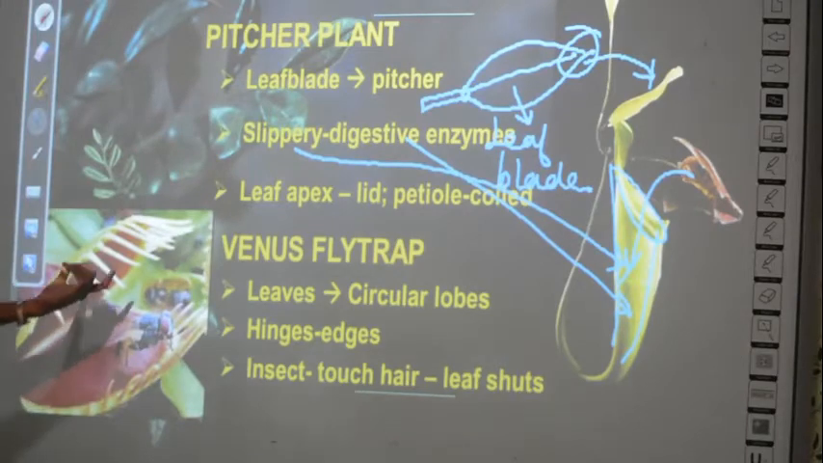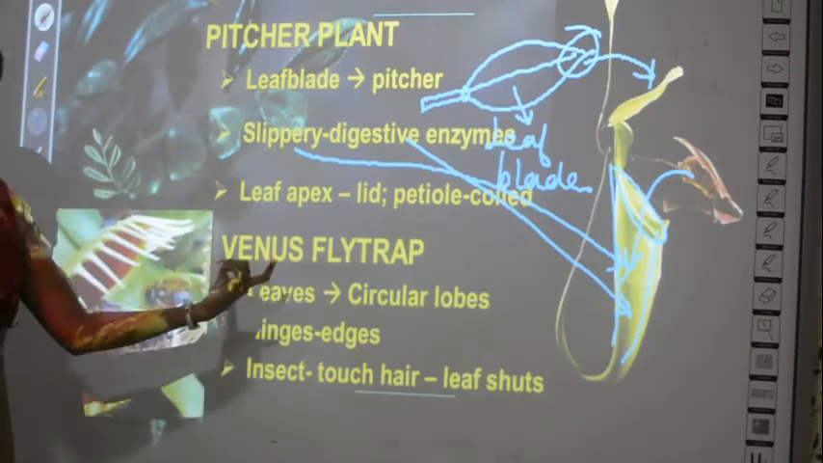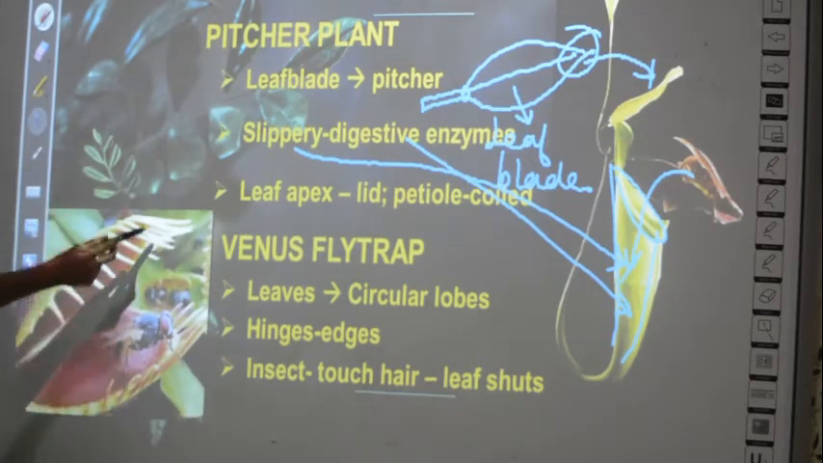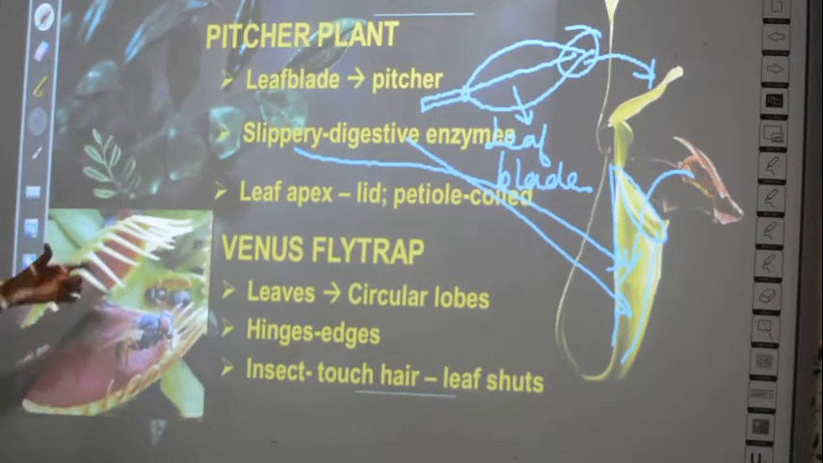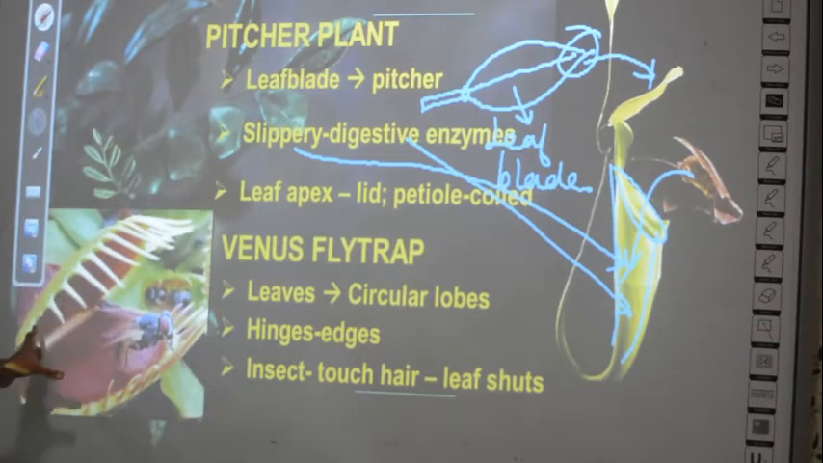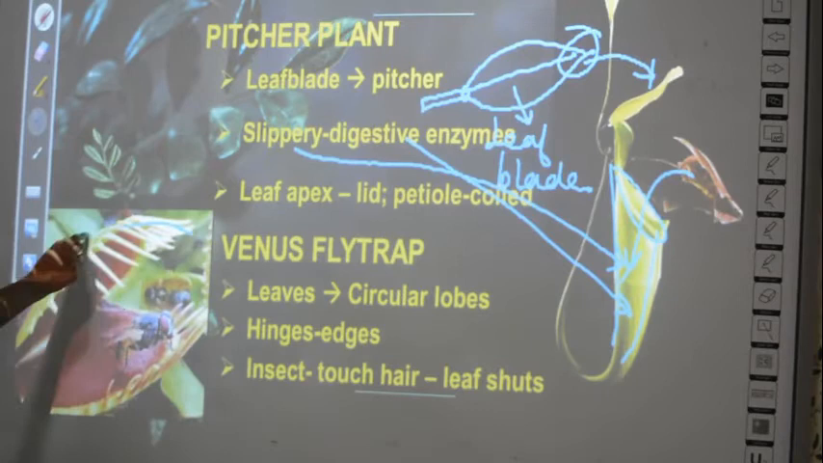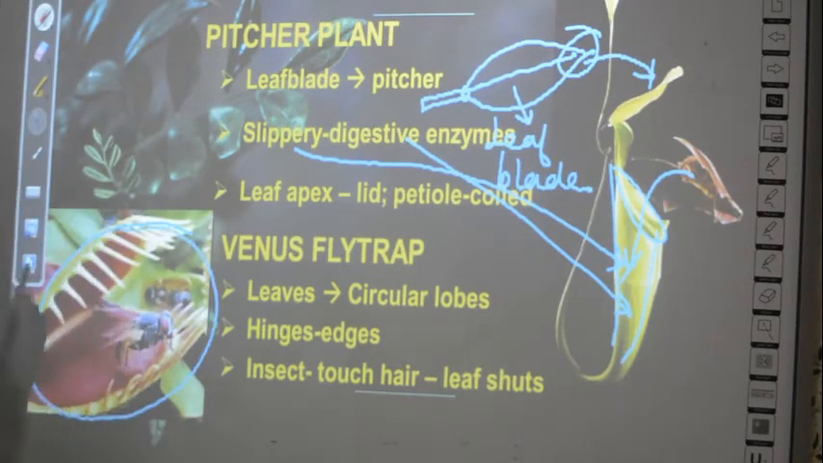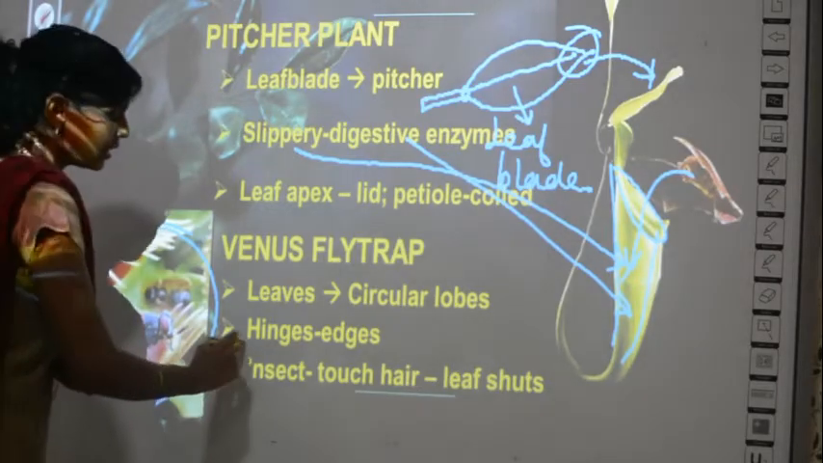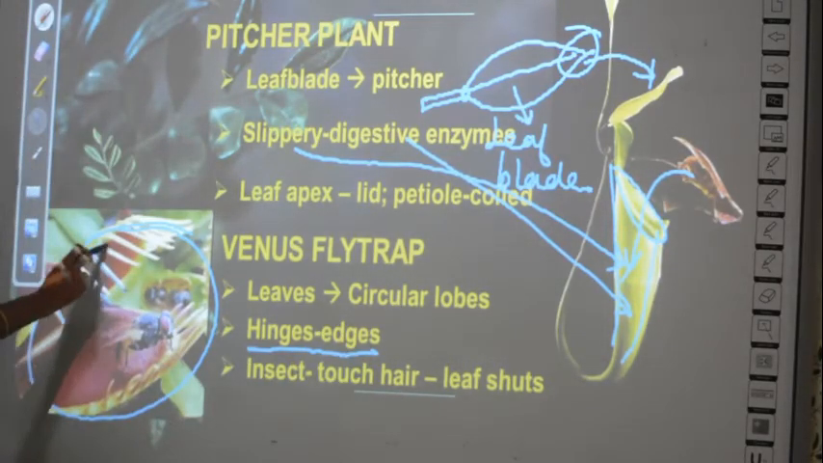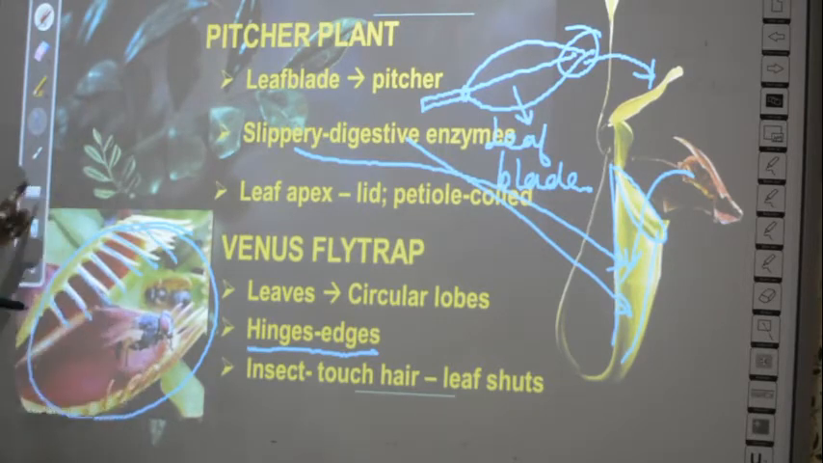Then the last one is about Venus flytrap. See, this is the picture of the plant of Venus flytrap. What you can see how the leaf is modified in this. It is in the form of circular lobe. It is like a circle, right? It is not like a normal leaf shape. It is like a circle, and there are hinges at the edges. See, there are sharp edges. It is like a circular lobe and you have sharp edges.